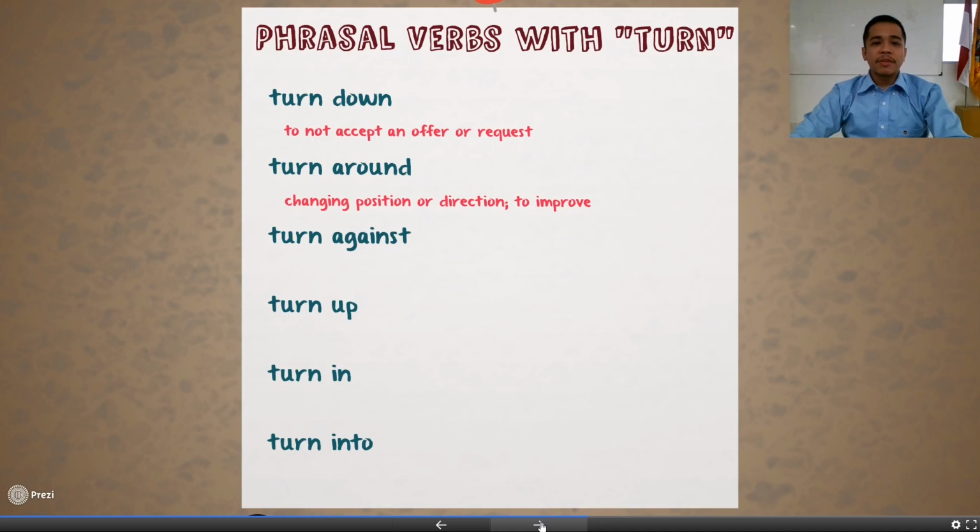Next, turn against. Now, turn against means to stop liking or being friendly to someone or something. Like, my parents used to turn me and my brothers against each other.